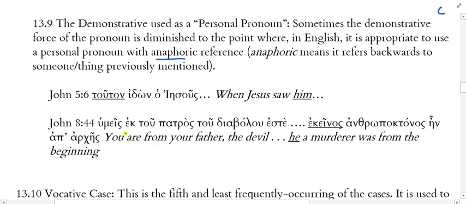John 8:44, Jesus begins talking about the devil, as the devil relates to the Jews that he's speaking with. He says to them, "Hu meis ectu patras tu diabolu este?" And you, from your father the devil, are. And then he makes a comment about the devil. Akenos anthropoktonos ein aparkes. So notice that's how that's being translated. You could say that one, but he, a murderer, was from the beginning. So, don't be surprised if sometimes you see demonstrative pronouns being translated just like a simple personal pronoun.